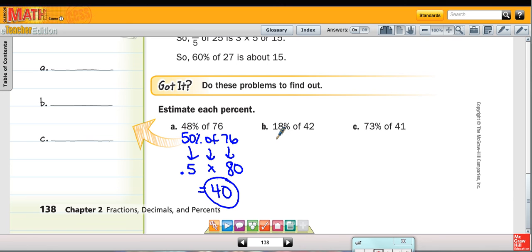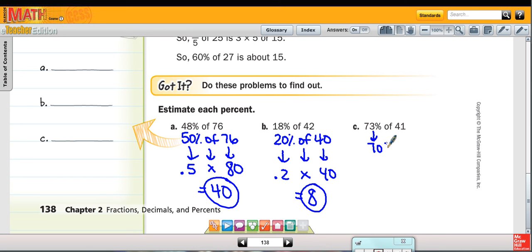Okay, 18% we're going to change to 20% of. What do you want to go to there? 40. Change this to a decimal, it becomes 0.2, of means times, and we'll keep 40. Solve. 8. Very good. Okay, 73%, what do we want to change to? 70%. Could you have gone 75%? Either one. Of 40. 70% becomes 0.7, of means times, 40 gives you 28.